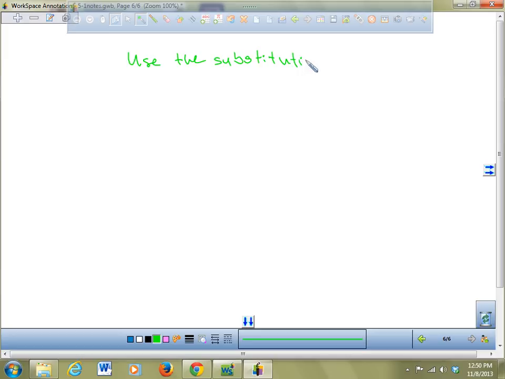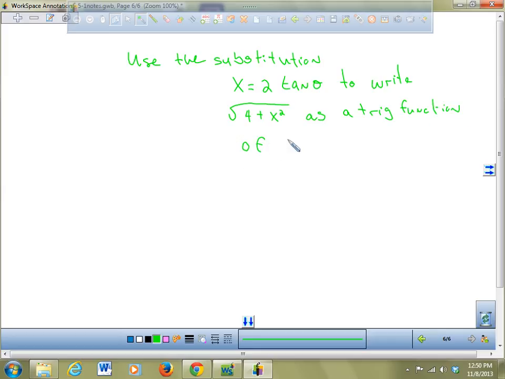Substitution: x equals 2 tan of theta. Use it to write the square root of 4 plus x squared as a trig function of theta. Okay? And why would you ever want to do something stupid like this?